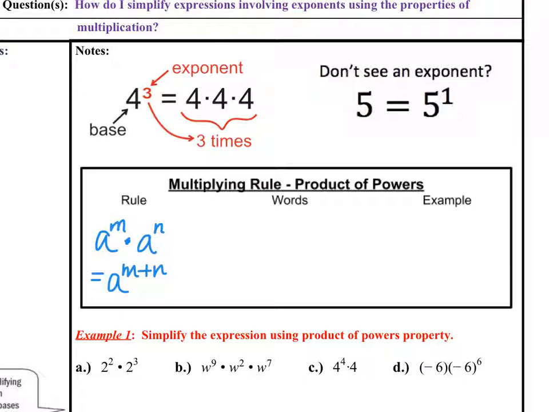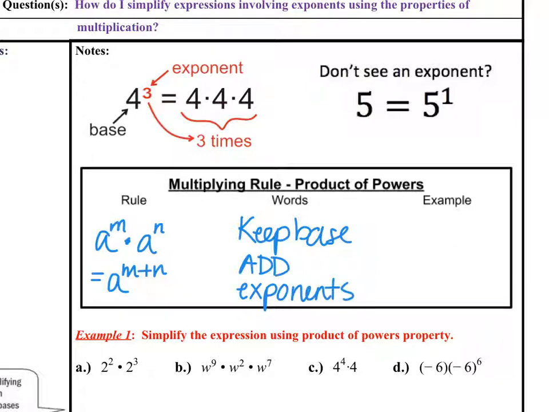Because how many A's total do you have? Add. Okay, so in words, you are going to keep the base the same, but you add the exponents. So that's your rule. If you have the same base and exponents, keep your base the same, add the exponents. Here's an example. You can come up with a different example if you want. I do not care. It's your notes.